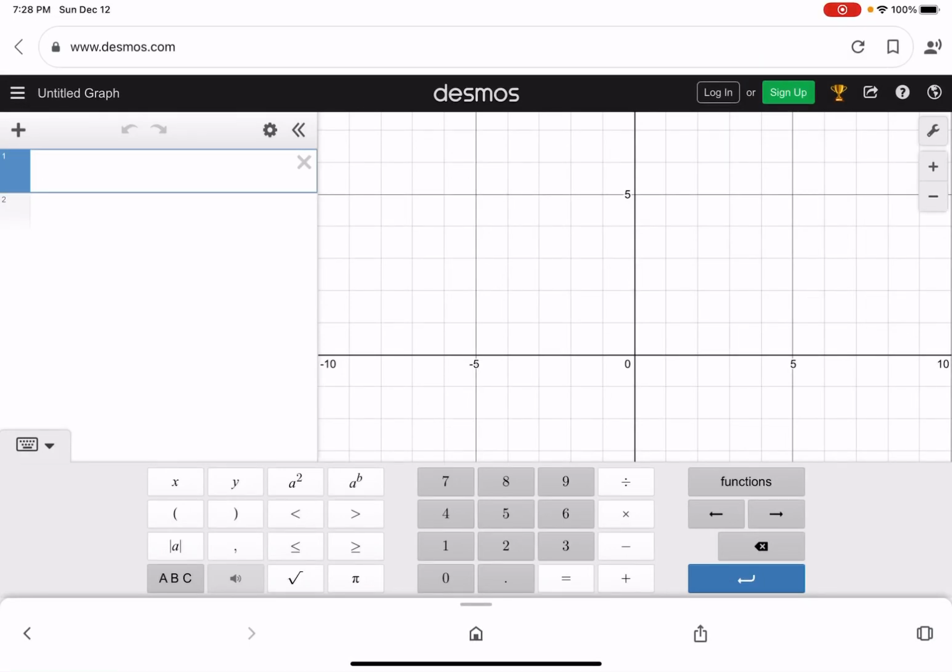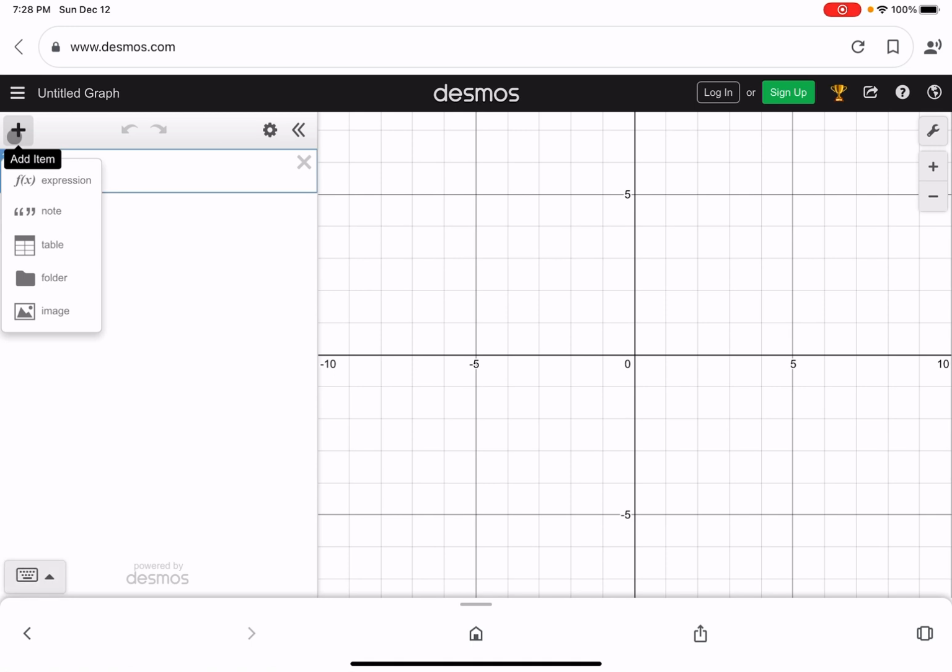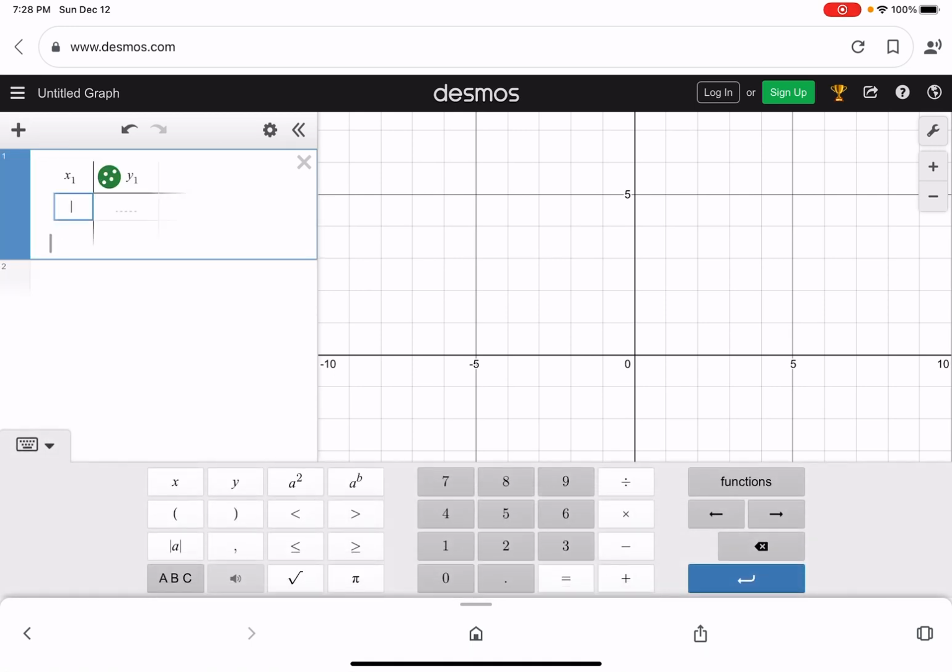So I'm looking at question number 7 on the correlations quiz, and I just wanted to go through and show you again how to answer all the questions using Desmos. So the first thing I'm going to do is go over here to this plus sign. It says add item, and click on table, and x1 and y1 pop up.